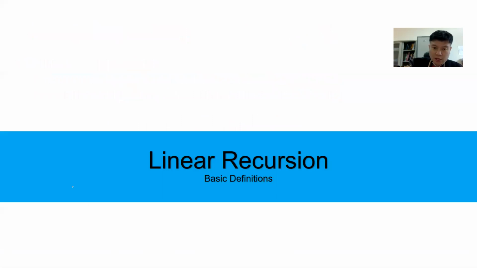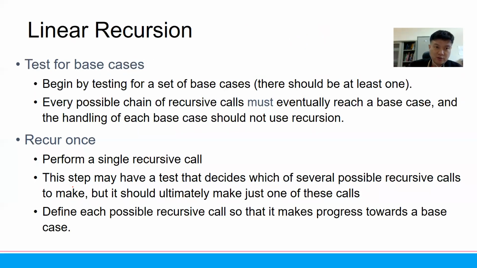So what we want to learn here is linear recursion. You already know that the recursion you learn has one base case. Okay, so base cases are important. Begin by testing a set of base cases. There should be at least one, and every possible chain of recursive calls must eventually reach a base case. Remember that you need to reach the base case, and the handling of each base case should not use recursion. So once you finish with the stopping criteria, it should not be recursion.